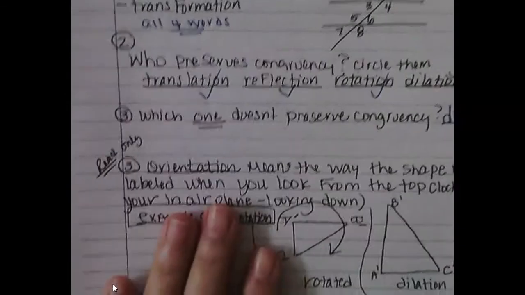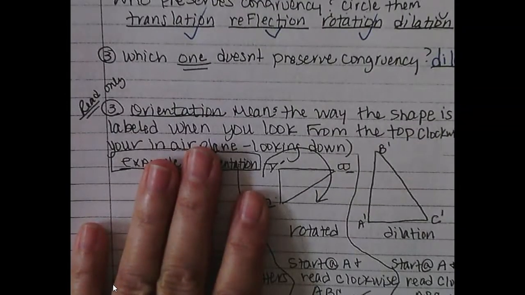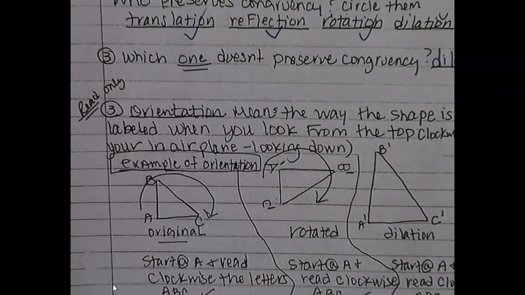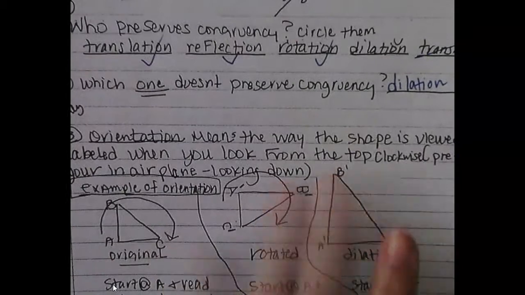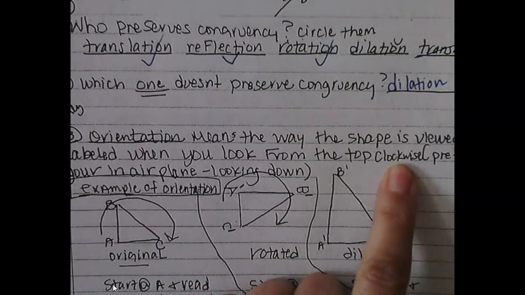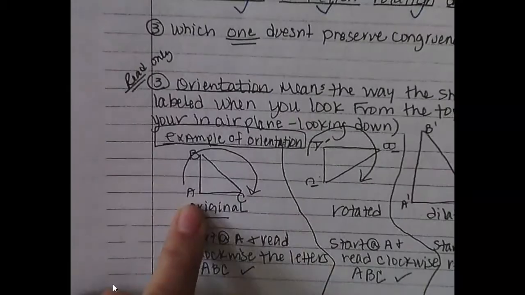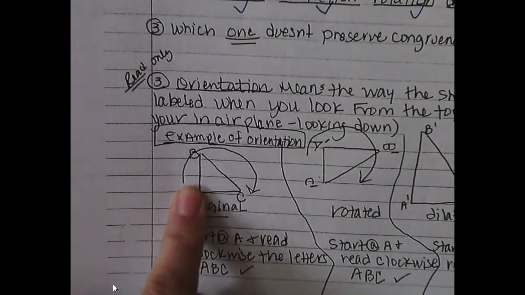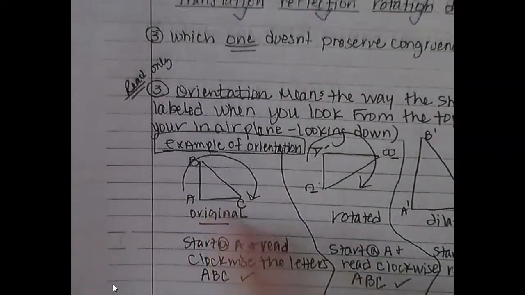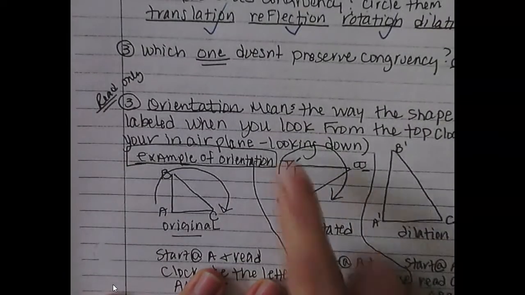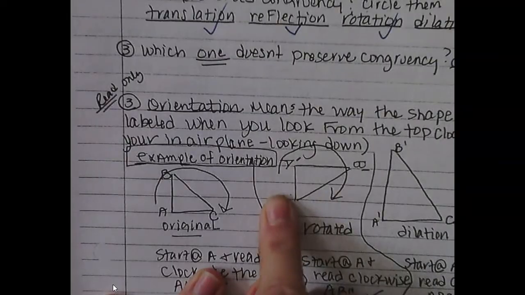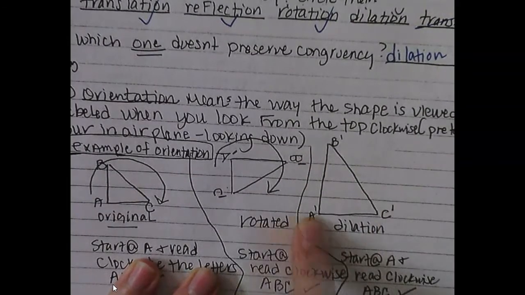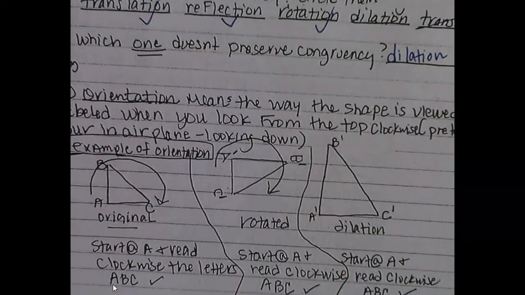Next one. We talked about this in class, and I read this to you, and I'm going to read it to you again. Orientation means the way a shape is viewed from looking from the top down. And I'm looking top down as in clockwise, as in I read the clock. So if this is my original, and if you had to pick one letter, which one would you pick? Sure, A. And if you go with the clock, you see ABC. Same here. I rotated it. Find A and play the clock. That's ABC. This one's dilated. Find A and play the clock. That's ABC. All of these orientations are fine.